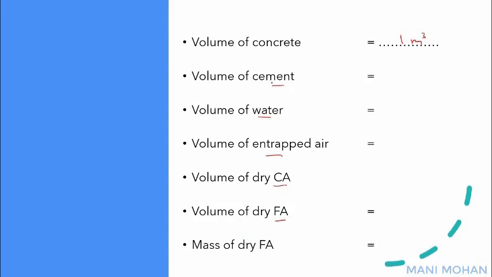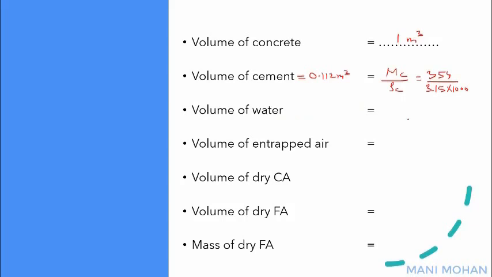So what will be the volume of cement? Volume of cement is mass of cement by density of cement. We have adopted 354 kg for 1 meter cube of our design mix concrete. The density of cement is specific gravity of cement into 1000. This gives the volume of cement as 0.112.